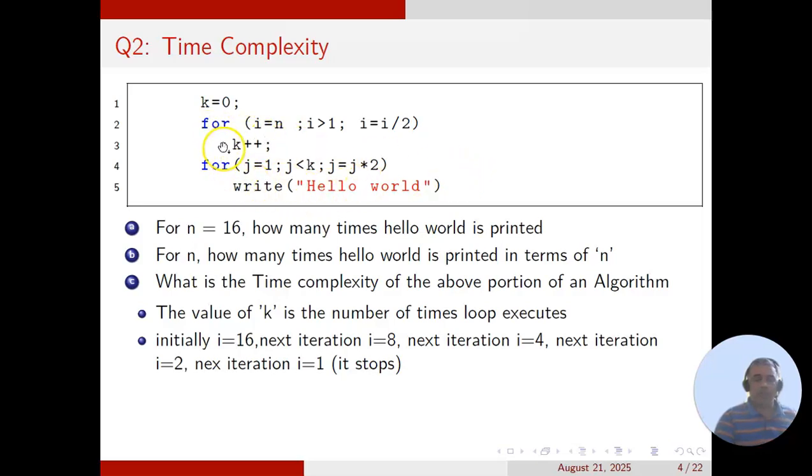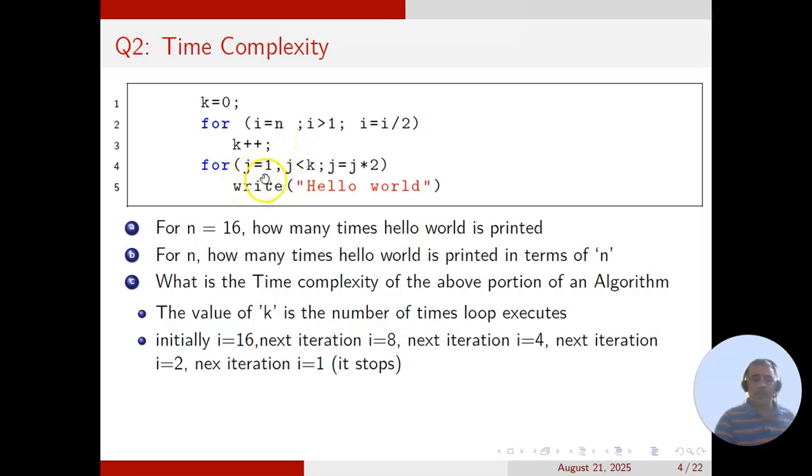Okay, so when you take n equal to 16, in the first iteration the condition is true as it is greater than 1, so k will be incremented. Next it will become 8 and k will be incremented, and in the next iteration the i value will be 4 and k will be incremented, and the next iteration i is 2, and in the next iteration when i equal to 1 it stops. So the k value is 4.